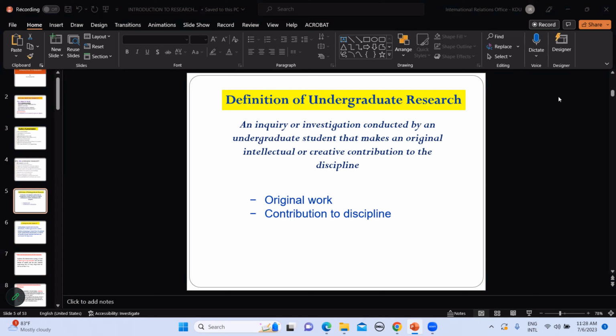Actually, students, an inquiry or investigation conducted by an undergraduate student that makes an original intellectual or creative contribution to the discipline. That means original intellectual creative contribution. Creative means you had not done it earlier, right? You had not done it before. This is the first time you find this result or you find this new program. That is the original work.